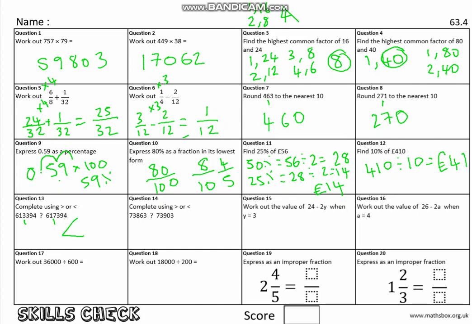So 617,394 is bigger. And if you remember, the big end of the symbol eats the big number, just like a crocodile, okay? So it goes that way round.